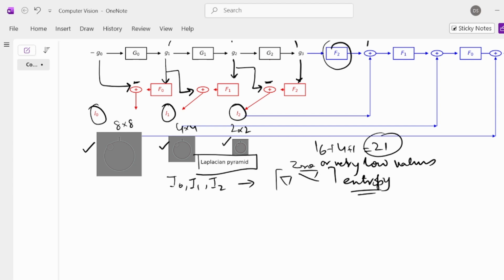So this was basically our talk about image transmission using the Laplacian and Gaussian pyramid.